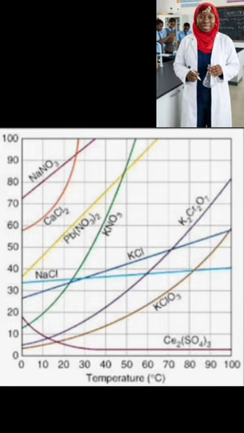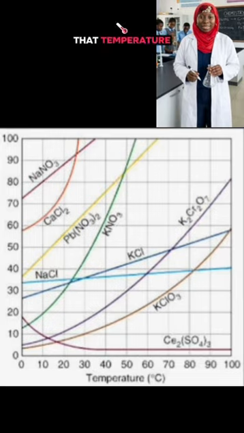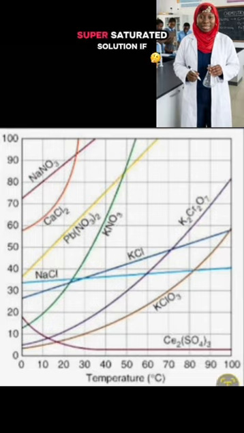On this curve, the point which is saturated is usually where the water holds the maximum amount possible of the salt. Any points below the curve represent an unsaturated solution. At this point, more solute could still be dissolved at that temperature. A supersaturated solution is where all the solute is dissolved. This is usually achieved by heating a solution and then cooling it very carefully.